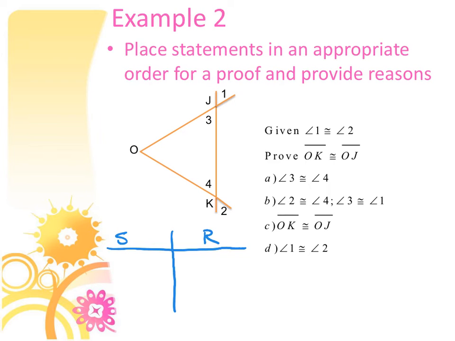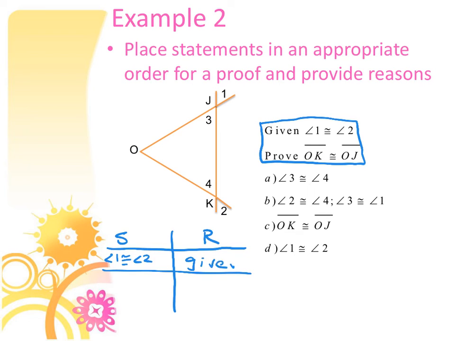Let's talk about the appropriate order. This is what they are given to me, and this is what I am trying to prove. So what is the very first thing I'm going to say out of A, B, C, and D? Right, D. Angle 1 is congruent to angle 2 because of given. Let's cross that off. That one's done.